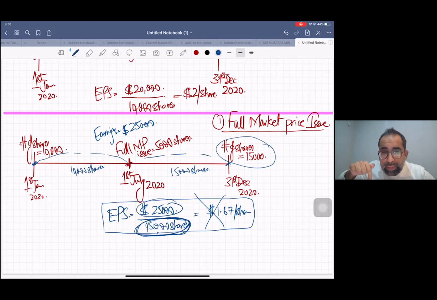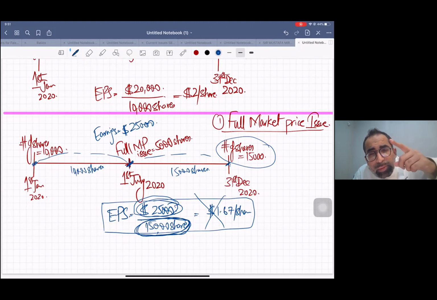Second logic. Just think. Look at me. This is a full market price issue. It means that at the mid of the year, the company issued new shares, and the company received a bag full of money. This new bag full of money is invested from the mid of the year. So definitely this bag full of money helped us earn profits in the last six months only. That means in the numerator, only the last 6 months' profit is included from that investment.